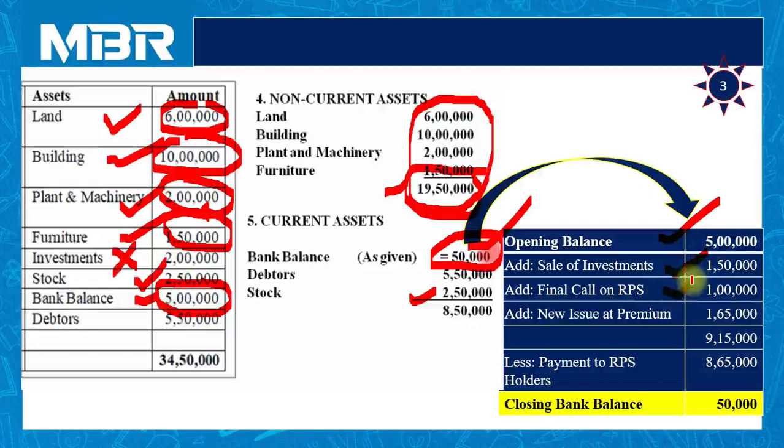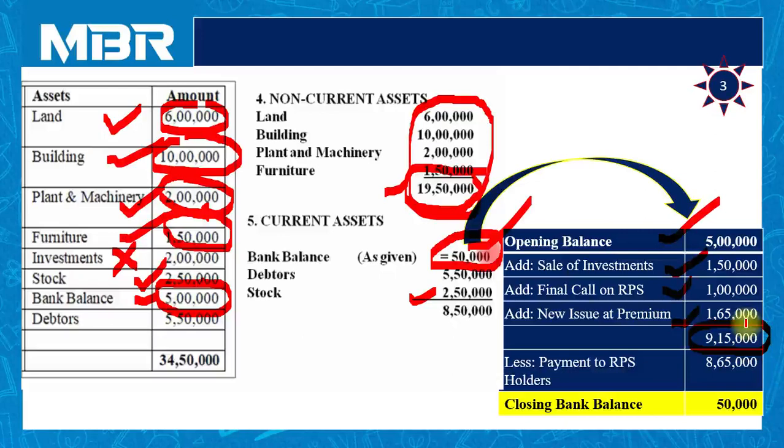Rupees 1 lakh received by the company on the final call on RPS, as one variety of redeemable preference shares was partly paid up. The company has collected rupees 1,65,000 including the amount of premium at the time of arrangement of funds for the capital part, and all concerned information is given to us in our question. So the total amount available to us is 9,15,000. This 9,15,000 is simply the total of rupees 5 lakhs, 1,50,000, 1 lakh rupees and 1,65,000.